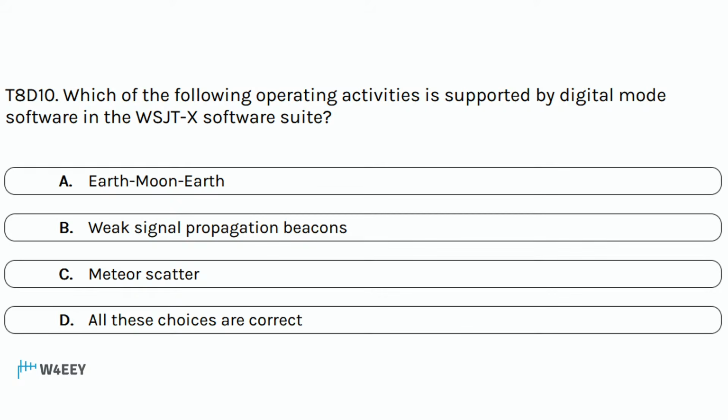And which of the following operating activities is supported by digital mode software in the WSJT-X software suite? Delta. All of those. Joe Taylor got started with meteor scatter. He's added Earth-Moon-Earth, and weak signal propagation, all of those choices. Download the software, it's free, it's interesting.